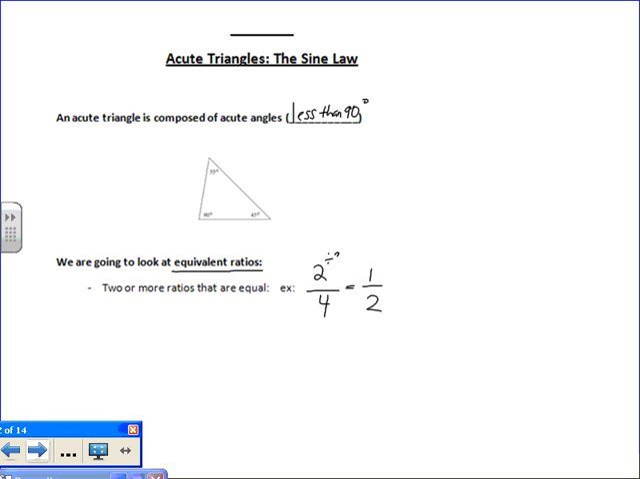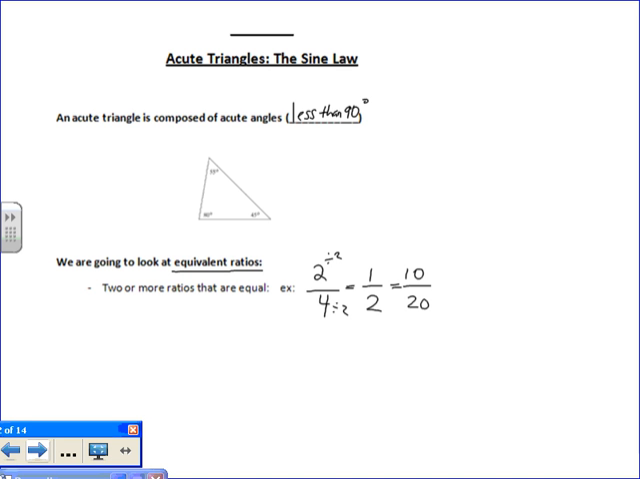If I divided this one by 2 and this one by 2, I'd get an equivalent ratio. Another equivalent ratio, I could have a larger ratio such as 10 over 20 or 20 over 40. And all those three ratios are all equal in value, so they are called equivalent ratios.